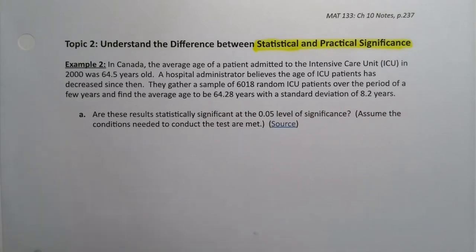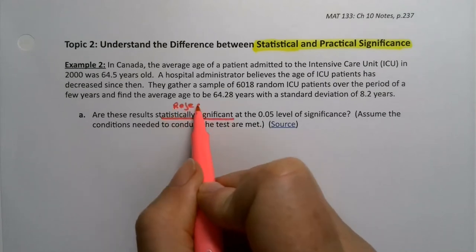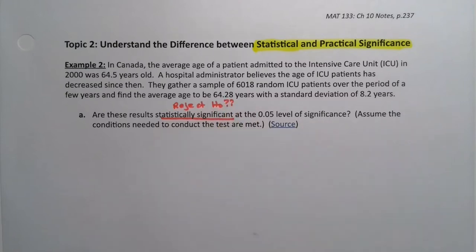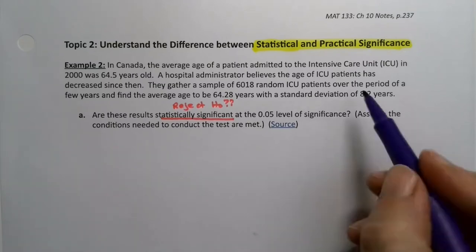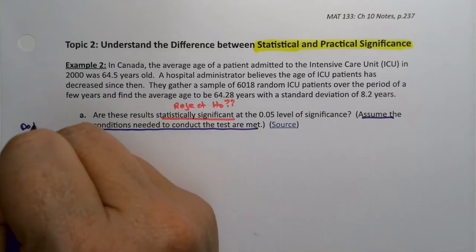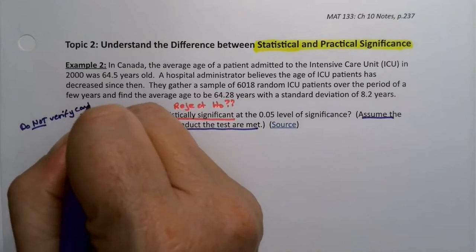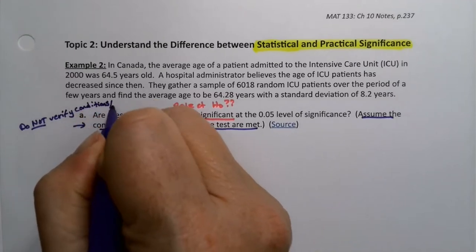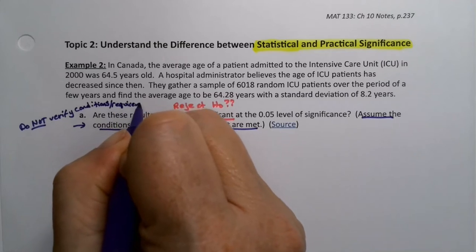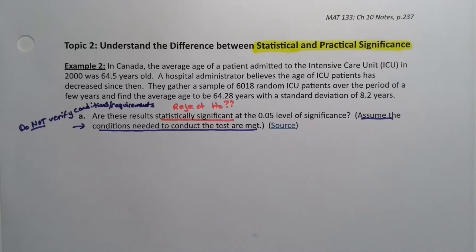All right, a couple things. Remember, statistically significant, those words mean do you get to reject H naught? Right, that's your goal. And then I also like these words where it says assume the conditions are met. See that? So when it says assume the conditions are met, that means that we do not verify conditions. They're given to us as already met, so we don't have to worry about them. Or requirements, they're the same thing. Requirements, conditions, ignore them, right? Don't worry about them. Well, that's nice. That's some work right there that we don't even have to deal with.